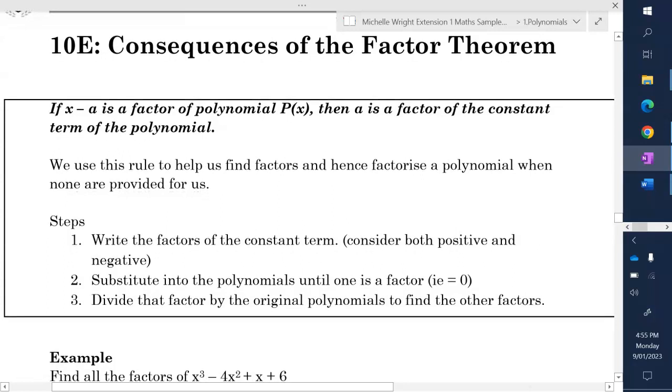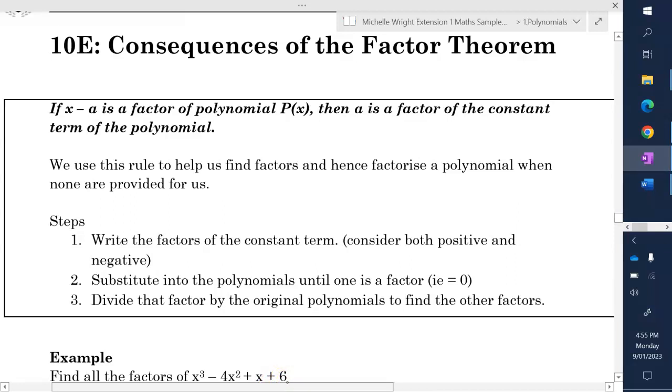So that's something that you need to know, and we're going to use this rule to help us find factors and hence factorize a polynomial when there are no factors provided for us. If we're given a factor to start with, we can use long division. But if we're given nothing, then we look at that final constant term and see if that can help us out.